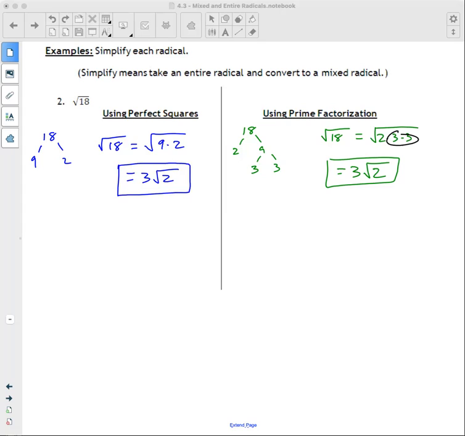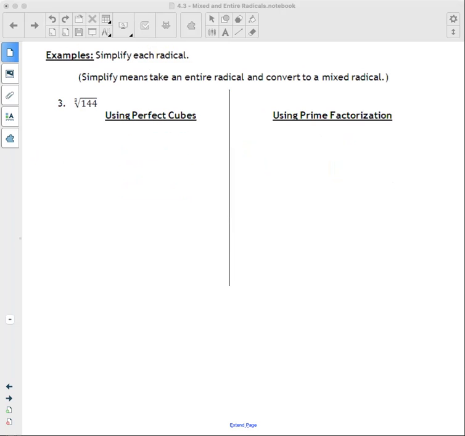Okay, so the perfect square method does use a little bit more mental math and a little bit more knowledge of those perfect squares. Prime factorization ties into what we've been doing for the last few weeks. So again, do whatever strategy works for you.